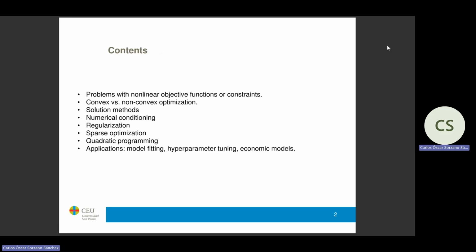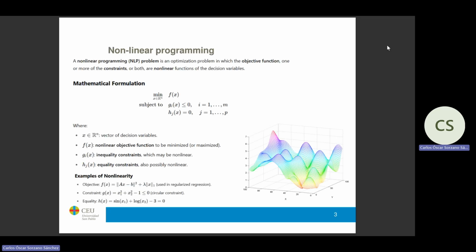It is a long lecture, so it will take us a few hours. So the thing is, we have the typical optimization problem. So minimize something subject to some inequality constraints and equality constraints. What is different is that now the f function, so the function to minimize, is non-linear, and the inequality constraints and the equality constraints may also be non-linear. So everything can be non-linear.